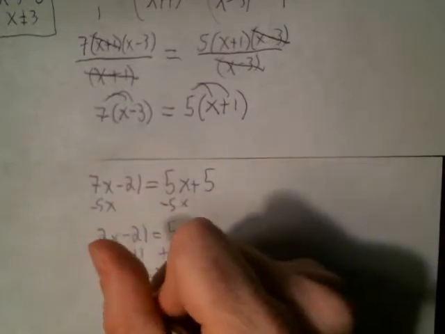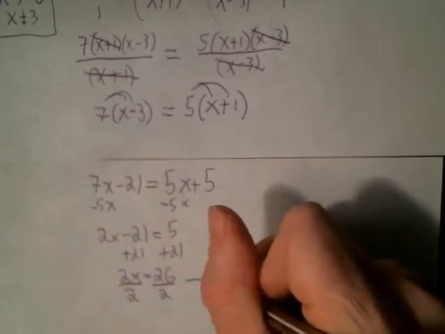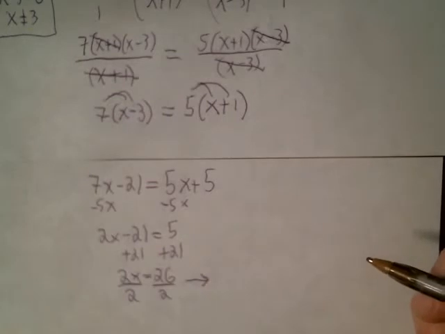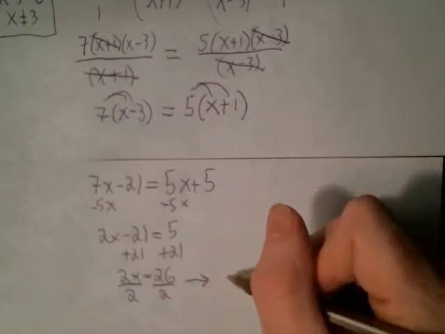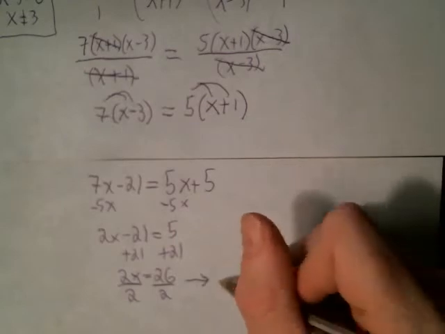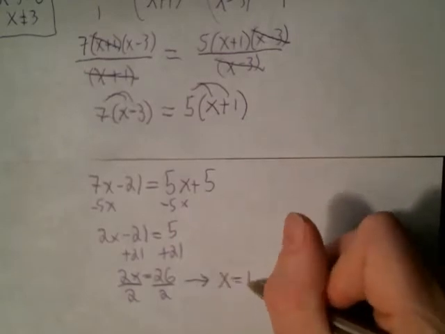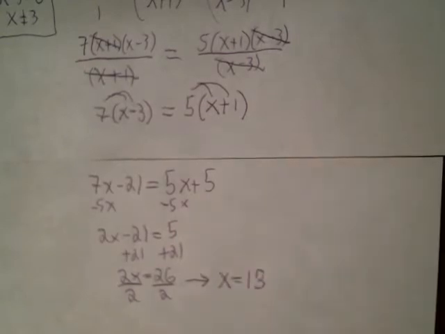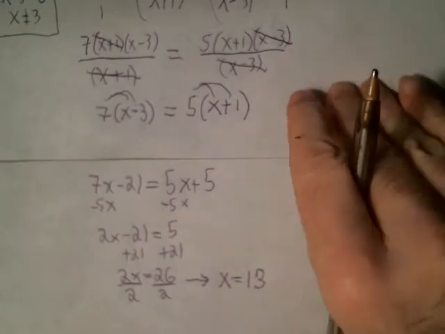Divide both sides by 2. I'm going to move to the right, so I'm using my arrow. Don't use another equal sign. And you have x equals 13. Okay. So I think that's my solution.